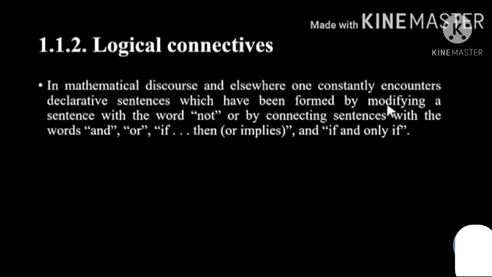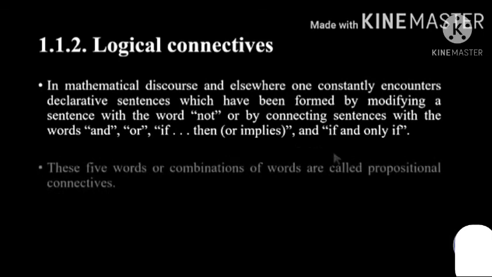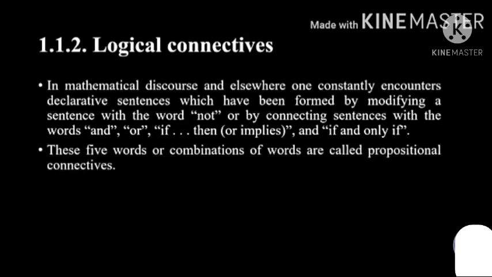Adding "not" modifies an existing statement. "This man is a hero" with "not" added becomes "this man is not a hero"; this is modification. Connecting two statements is what we call connecting. Our connectives are: and, or, if-then or implies, and if and only if or bi-implies. These 5 words or combinations of words are called propositional connectives.